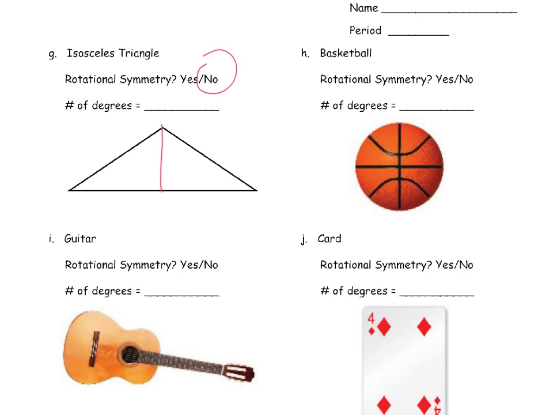Now, a basketball is very unique because technically it doesn't really have vertices in that sense. But I do know we can split the basketball like so. Because it's round, it does have rotational symmetry, obviously. So it does have 2 lines of rotational symmetry here. 360 divided by 2 means its degree of rotational symmetry is 180.